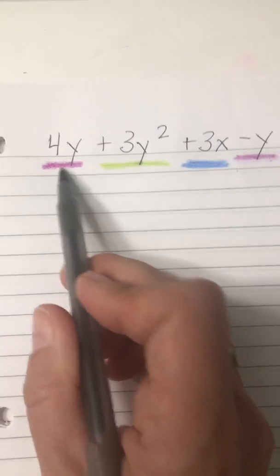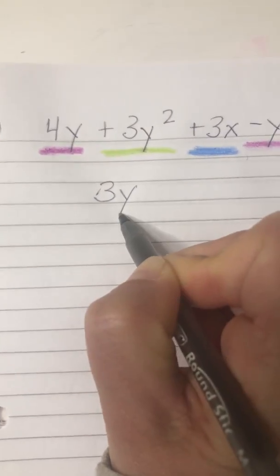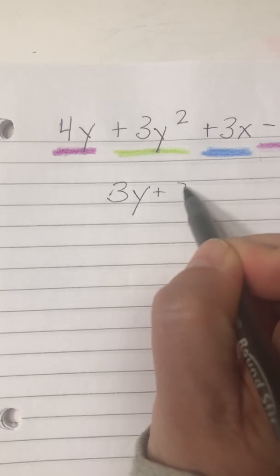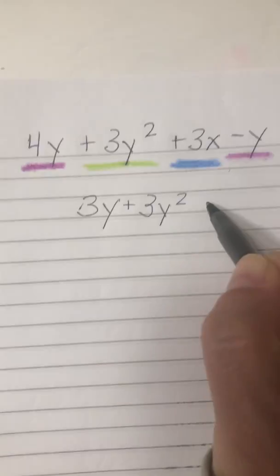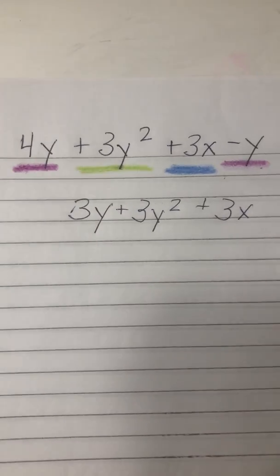So looking at the colors, we can definitely combine 4y take away y. So 4y take away 1y, I would be left with 3y. Then I just bring down my 3y squared and bring down my 3x. And we can't go any further than that. All of our terms are combined.